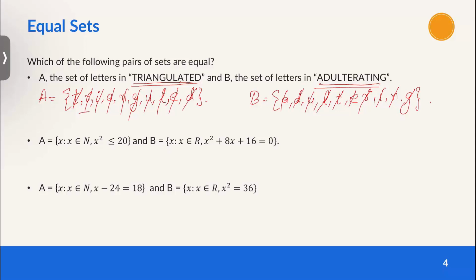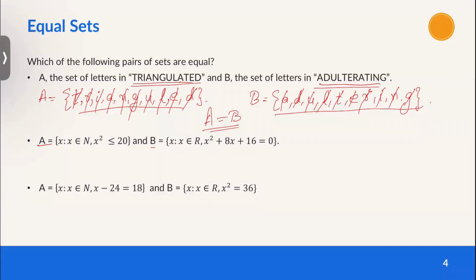So there is no extra element in A, neither is there an extra element in B. So A is equal to B. So these two sets are equal to one another.